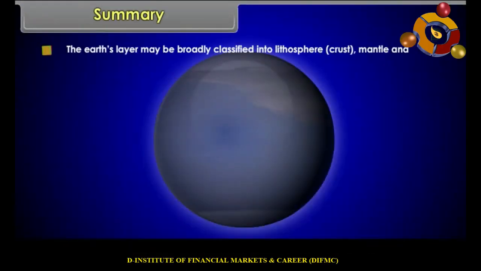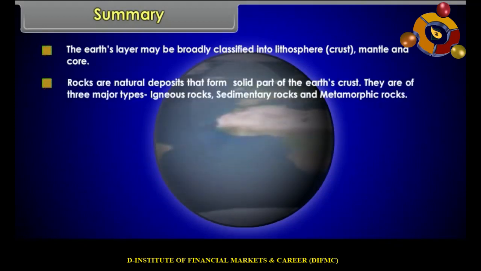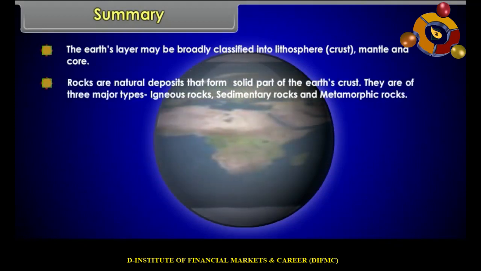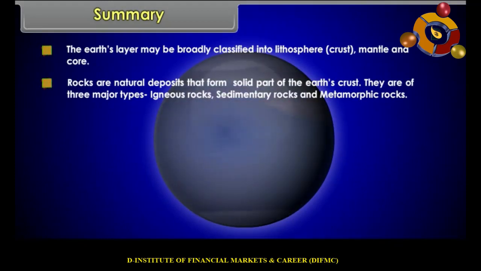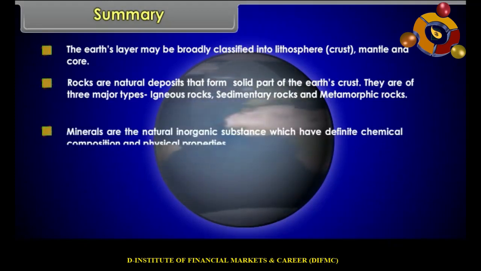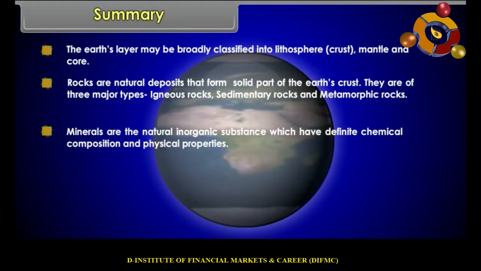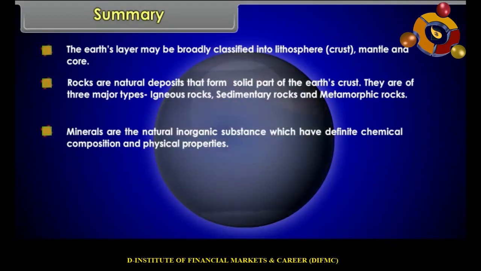Summary. The Earth's layers may be broadly classified into lithosphere, crust, mantle and core. Rocks are natural deposits that form the solid part of the Earth's crust. They are of three major types: igneous rocks, sedimentary rocks and metamorphic rocks. Minerals are the natural inorganic substances which have definite chemical composition and physical properties.